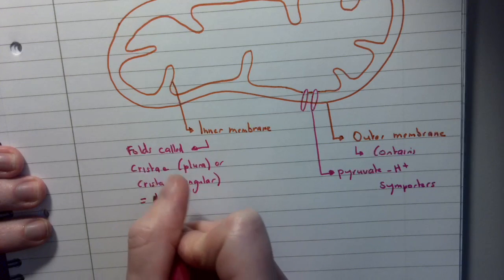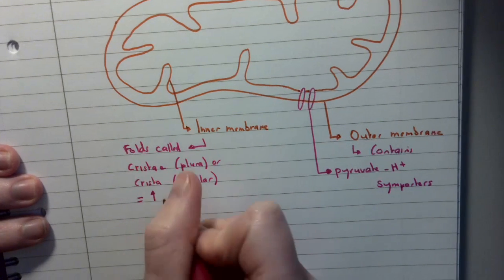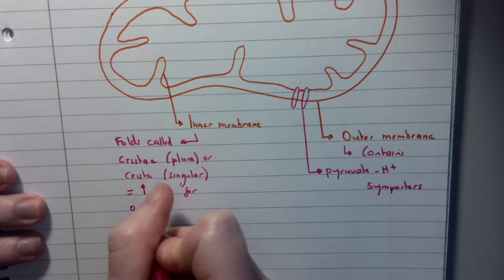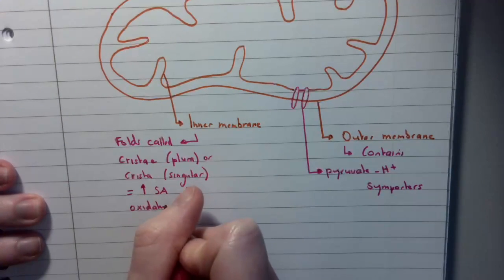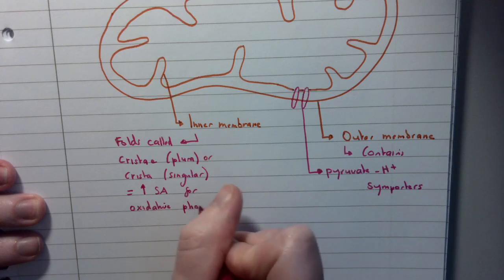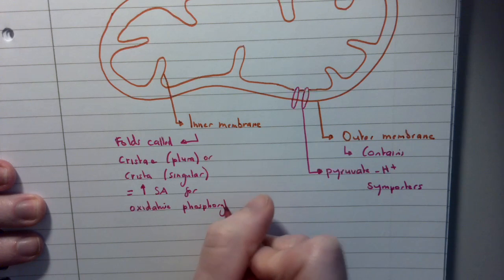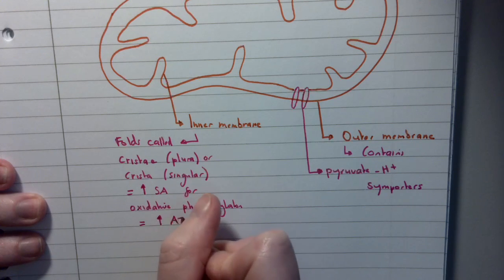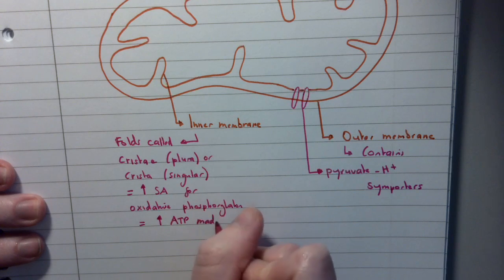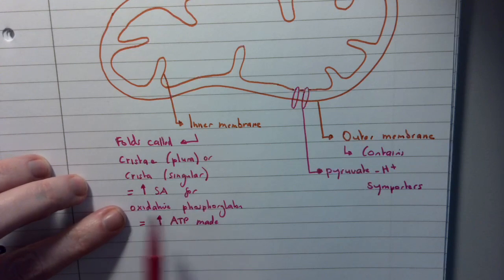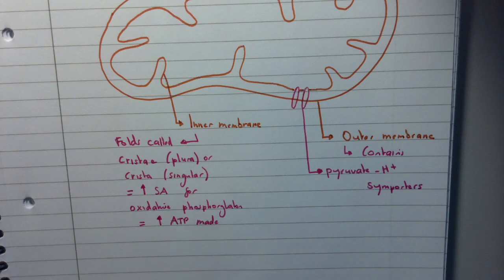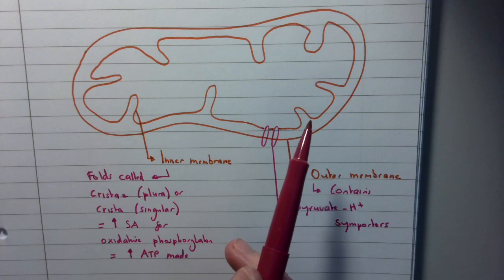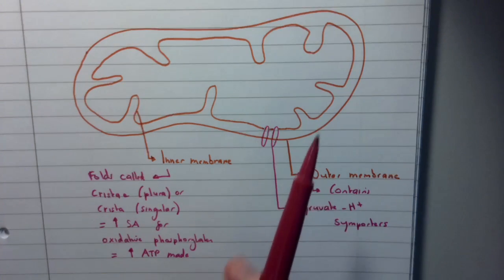And they increase, so the up arrow just means increase, SA, surface area, for what we call oxidative phosphorylation. Don't panic about this, we'll go through it later. It increases the amount of ATP made. You've just got more surface for the reactions called oxidative phosphorylation, and that means you can make more ATP just by having this extra surface, because the reactions can happen all around these folds as well as on the main bits here.